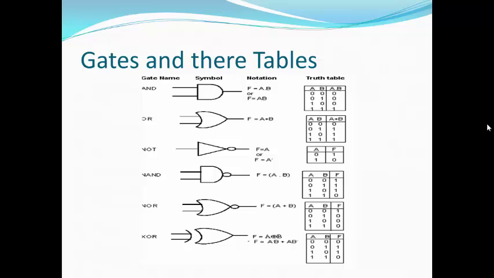Here we have some of our gates and truth tables. These are some of the gates that we use: AND, OR, NOT, NAND. There's the NOR gate in there, but we didn't use that. And there's the XOR.